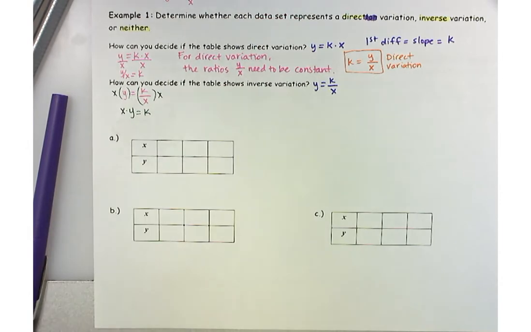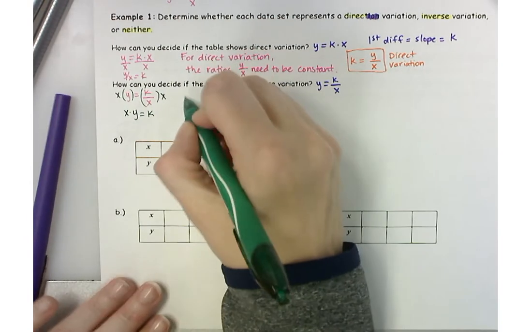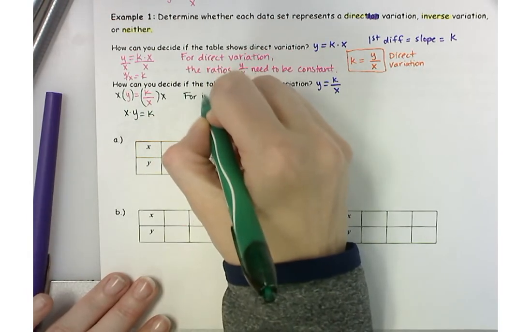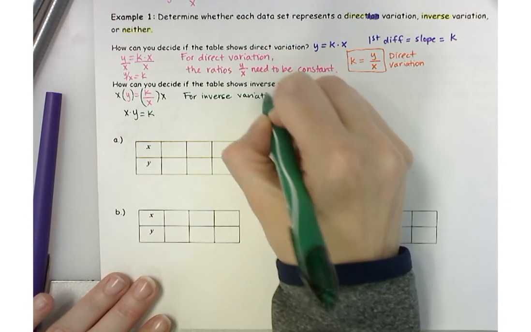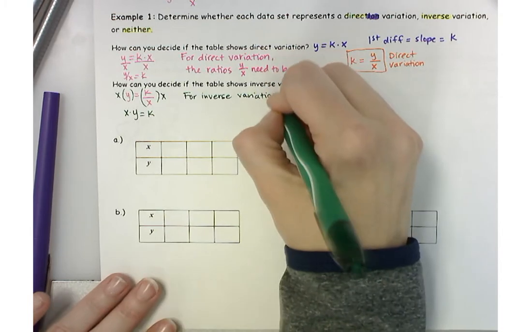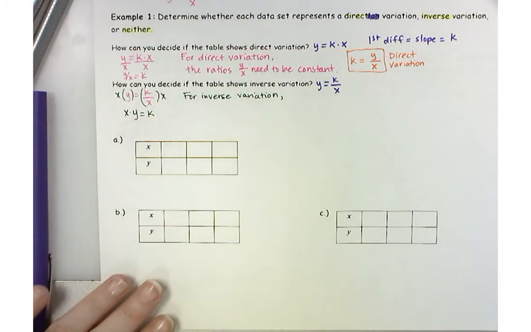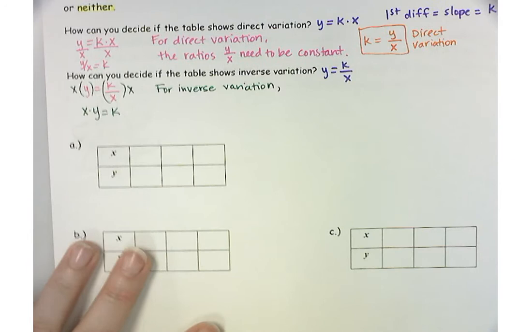What will we call x times y? What's the result of a multiplication? Product. Yes, a product. Good. Okay, so for inverse variation, the products, x times y, need to be constant.